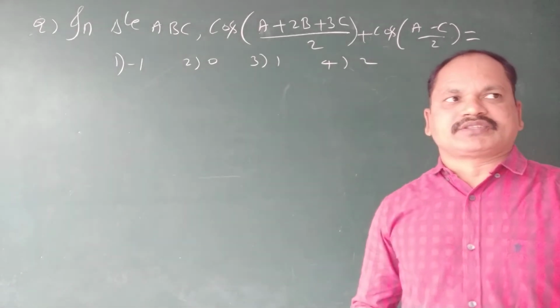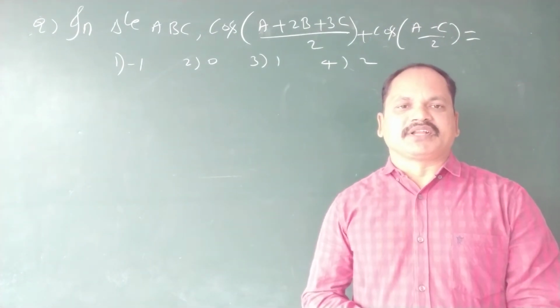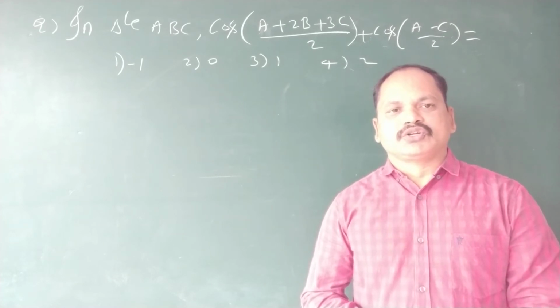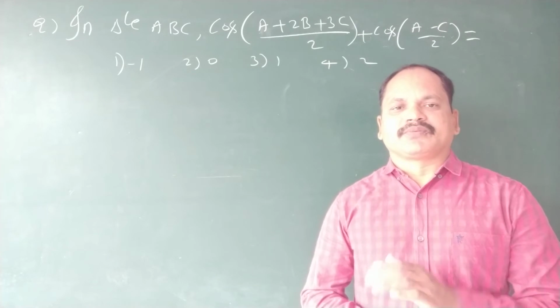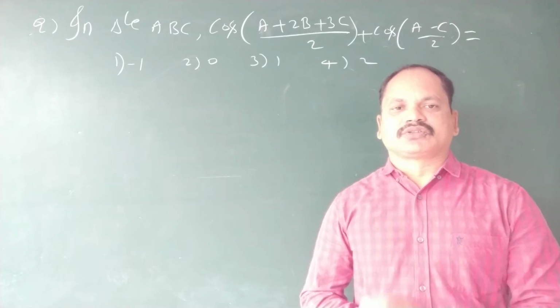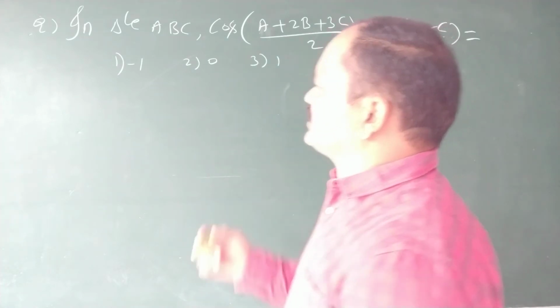Now observe the question. In triangle ABC, cos of (A plus 2B plus 3C)/2 plus cos of (A minus C)/2 is equal to: first option minus 1, second option 0, third option 1 and fourth option 2. Okay. Now observe here, what is that?